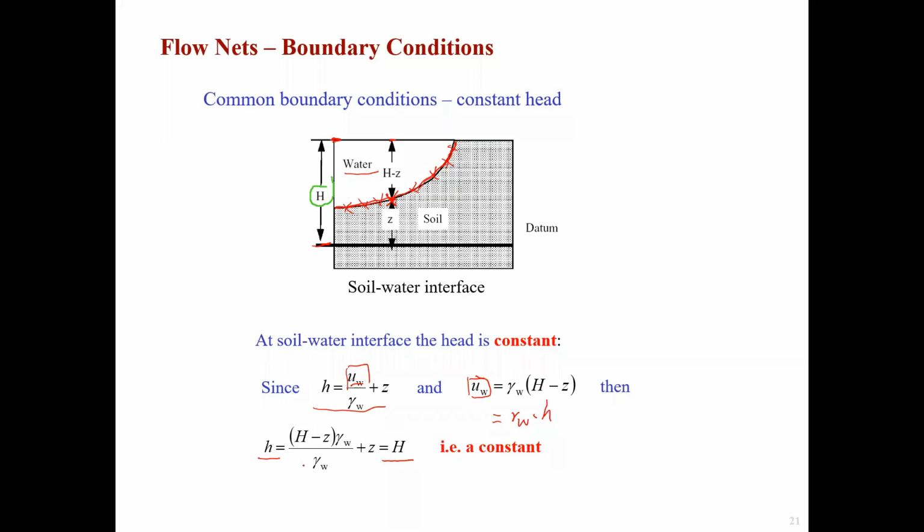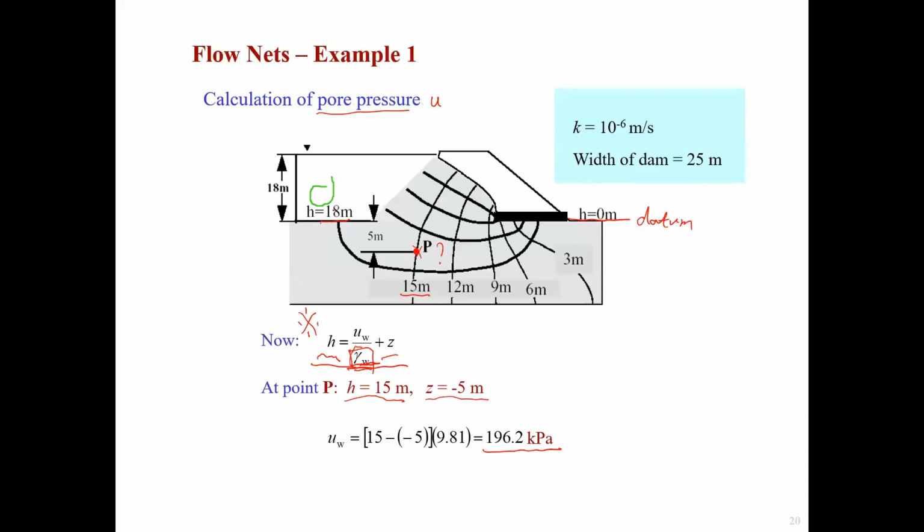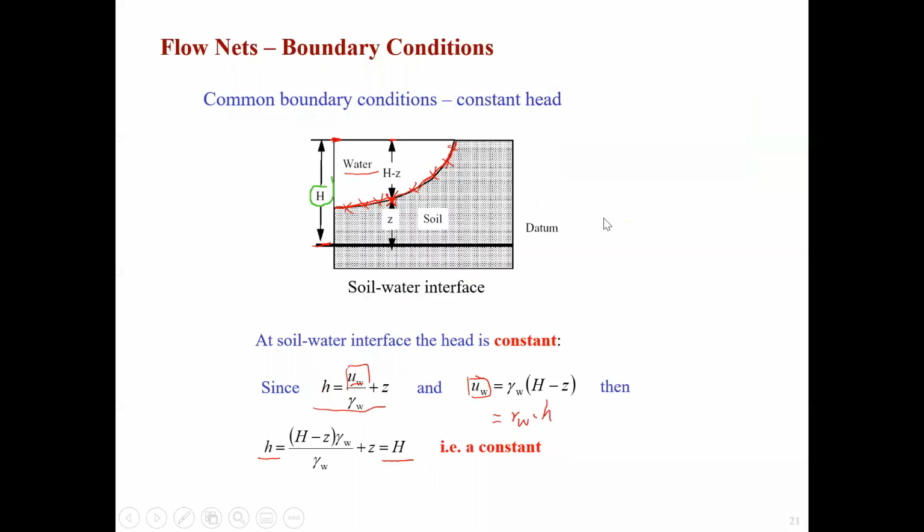So the water height at the interface, that's a constant, right? That's the water, that's H. You see here, that's the water and that's the soil. So that's the interface between the water and soil. Any point on this interface is constant. So that's capital H, that's 18 meters along the upstream datum. And along the downstream line, that will be the same.